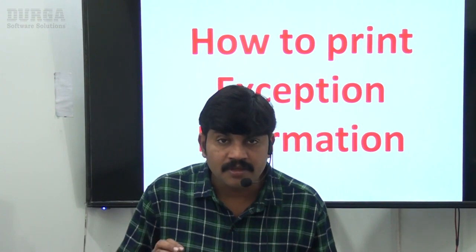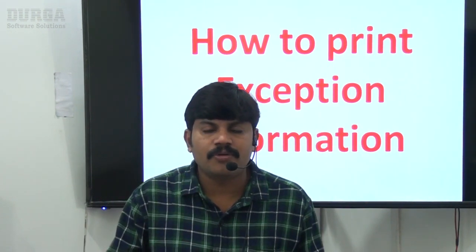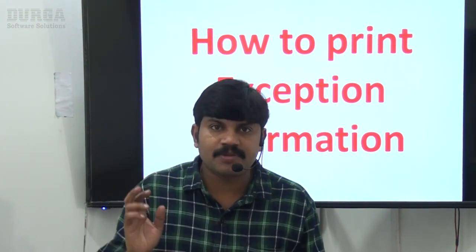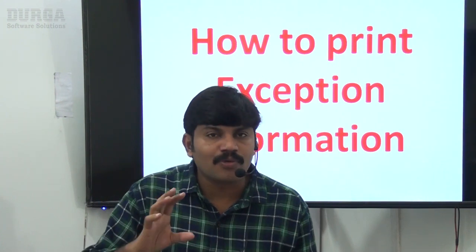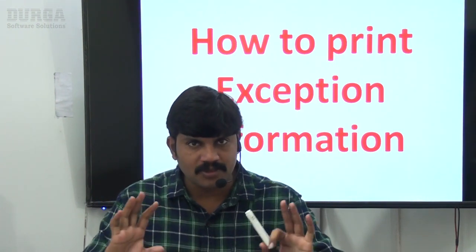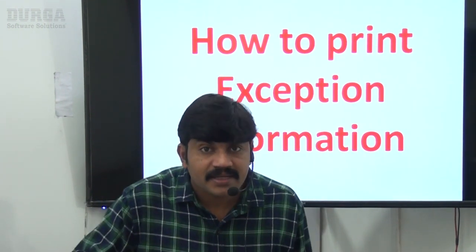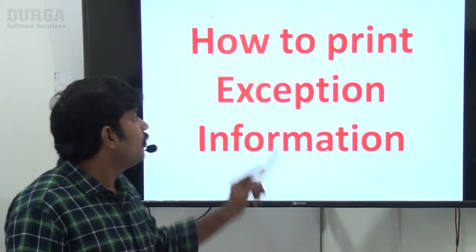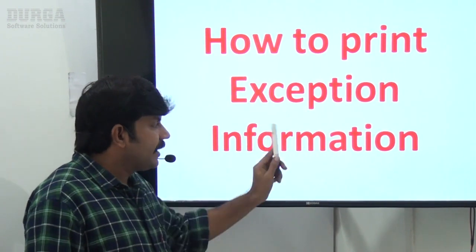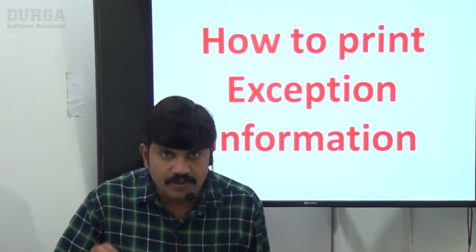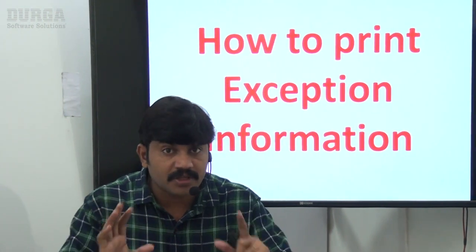Hi friends, in the last videos we covered the try block, the except block, and the control flow in try-except. Up to that we covered. Now the next concept: how to print exception information. I want to print exception information, what is the way?